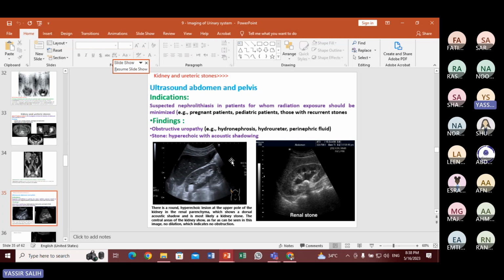Now, how does a stone appear on ultrasound? Hyperechoic, meaning white, with acoustic shadow.